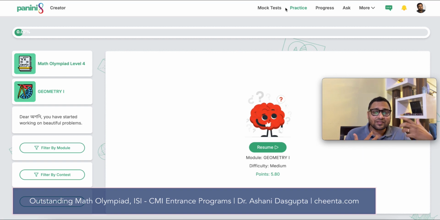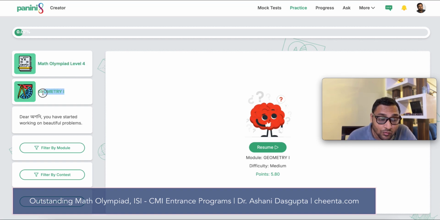That's the philosophy of Cheenta, that you always start with a problem and maybe then backtrack to concepts. Okay. So this is Math Olympiad level 4. Math Olympiad level 4 is roughly AMC8, NMTC, first level of IOQM, this sort of contests. Usually grade 7 students take it, 6, 7, sometimes 8 graders also take it.